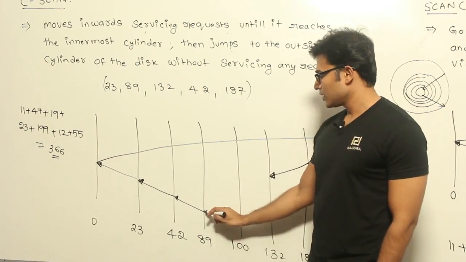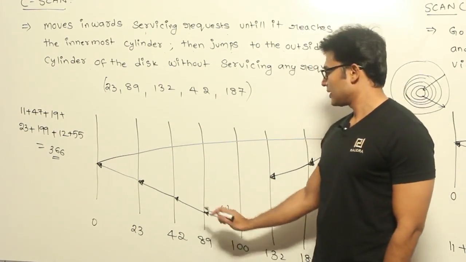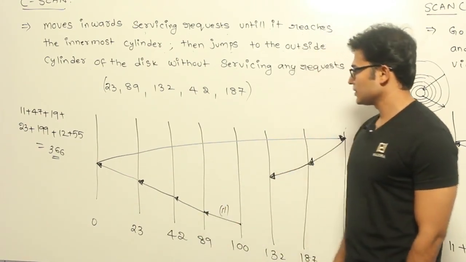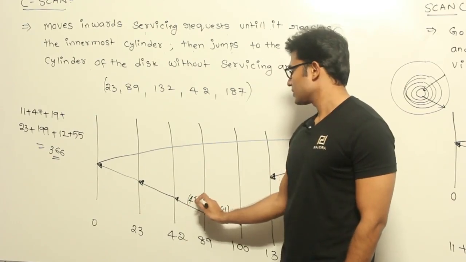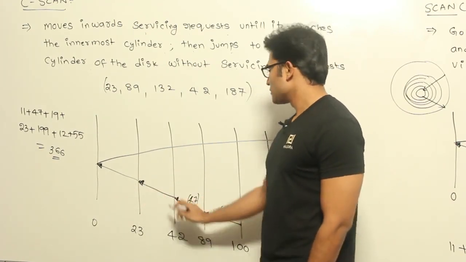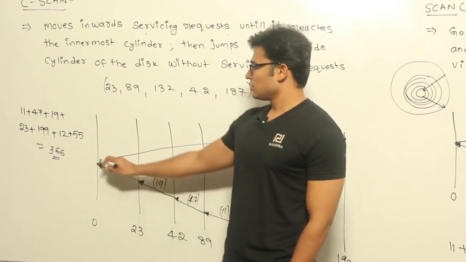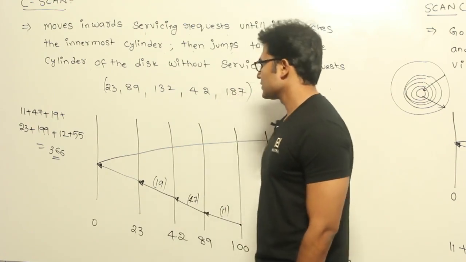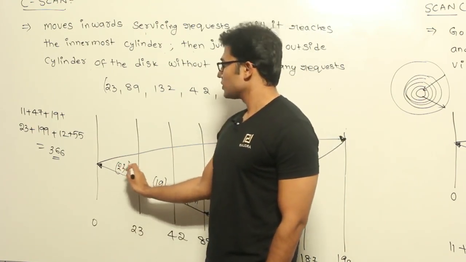On the way, the first one that I come across is 89. I'm going to service it. It is going to take 11 cylinder crossings, and from 89 the next one is 42. It is going to take 47 cylinder crossings, and from 42 the next one is 23. It is going to take 19 cylinder crossings, and from 23, even though 0 is not required, still we are going to touch 0, right? And in this case it is going to be 23 cylinders which I am going to cross.